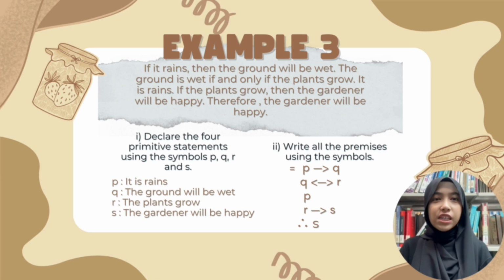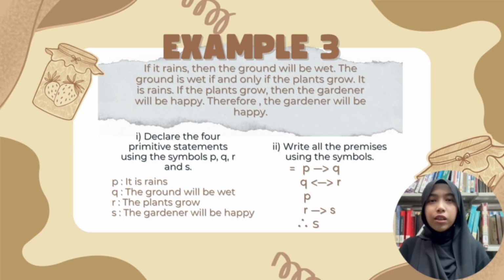Example 3, the question is: if it rains, then the ground will be wet. The ground is wet if and only if the plants grow. It rains. If the plants grow, then the gardener will be happy. Therefore, the gardener will be happy. Now, we define the primitive statements. Let P be it rains. Let Q be the ground will be wet. Let R be the plants grow. Let S be the gardener will be happy.